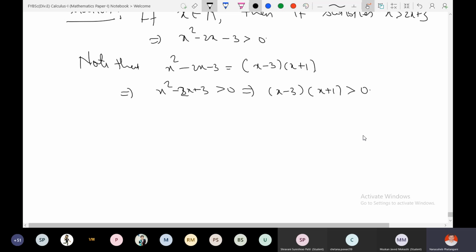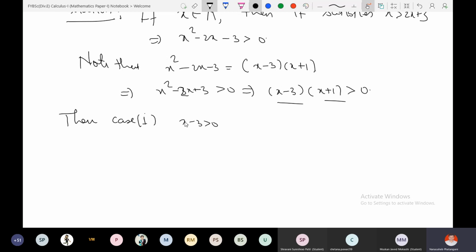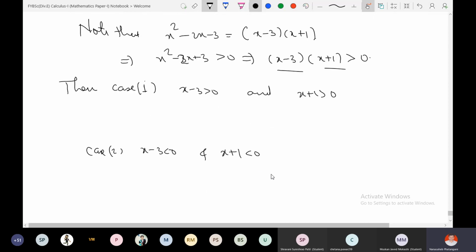And then recall our yesterday's discussion. Then there are two possibilities. What are the two possibilities if the product of two numbers is positive? Both should be positive, right. So case 1: x minus 3 is positive and x plus 1 is positive, and case 2: x minus 3 is negative and x plus 1 is negative. So these are two possibilities. Either this is true or this is true, OR.